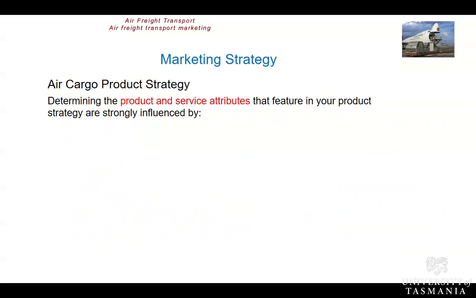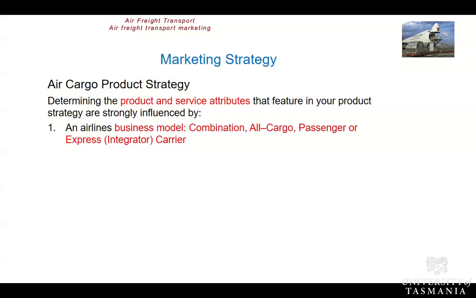Now, when you're thinking about the product element of your marketing mix, it's strongly influenced by a couple of things. The first thing is what your business model is. And what we know is the business model of combination airlines, passenger airlines, and also all-cargo airlines are quite different from the business model of the express carrier. So that's one aspect of making decisions about what you need within your business.